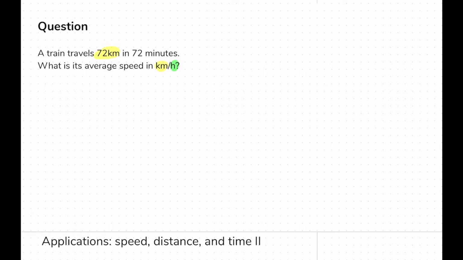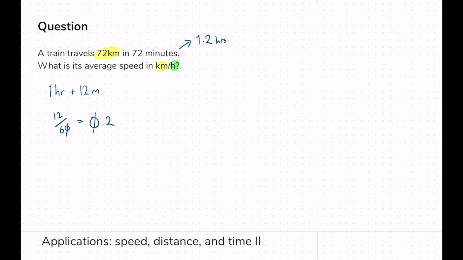How many minutes are there in an hour? Well, there's 60 minutes. So it's 1 hour plus 12 minutes. And what's 12 minutes as a decimal? Well, 12 minutes as a decimal is 12 out of 60. And that's going to be equal to 0.2. You can check that on your calculator. So 72 minutes equals 1.2 hours.